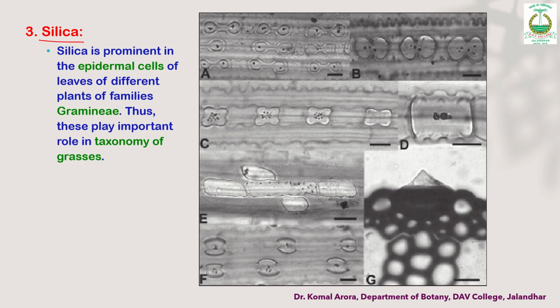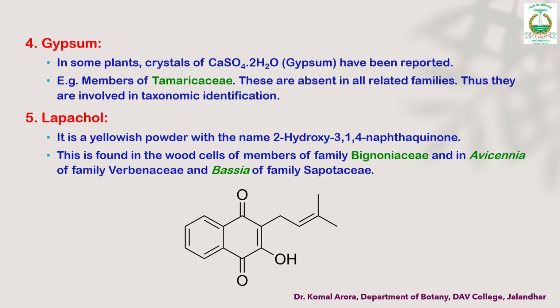Third character is silica. We all know that silica can be easily observed in the epidermal cells and members of some family, especially grasses, that is Gramineae, which is also called Poaceae. These play an important role in the taxonomy of grasses. Fourth is gypsum. It's a rare substance but present in the members of Tamaricaceae, and here we observe the crystals of gypsum. Chemically, it is calcium sulfate dihydrate. It has been seen to be present in the members of Tamaricaceae.